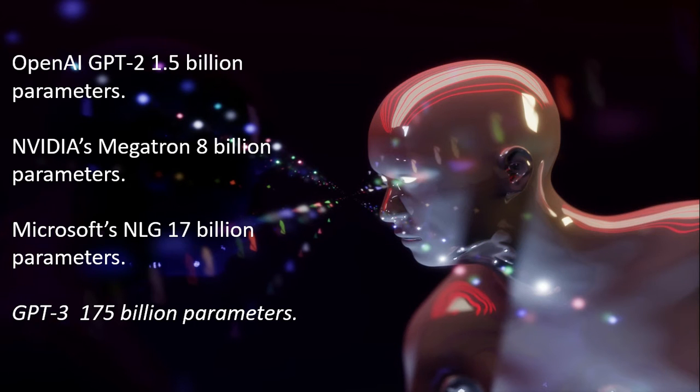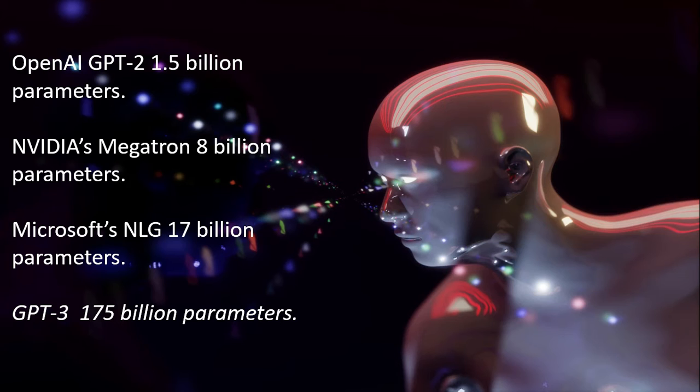Now let's talk about some stats here. The previous OpenAI model had 1.5 billion parameters and was the biggest model back then, which was soon overshadowed by NVIDIA's Megatron with 8 billion parameters, followed by Microsoft's Turing NLG that had 17 billion parameters. Now, OpenAI came up with a bang by releasing a model that is 10x larger than NLG.